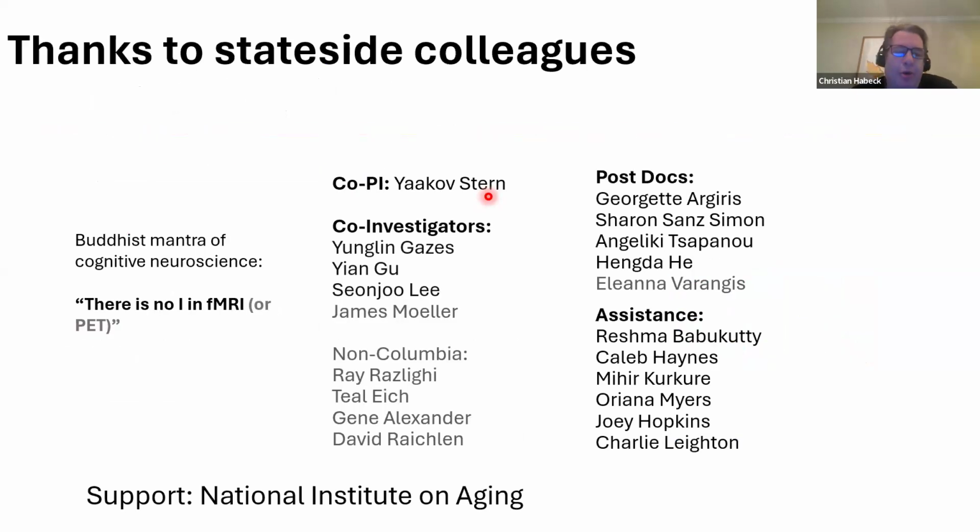I also want to mention, I always say this, I once heard this at a talk, which I like very much. There is no I in fMRI. They call it the Buddhist mantra of cognitive neuroscience. And for PET, there's literally no I in it, so it works even better. So there is no I in PET, and all these people, the ones in the more bolded font are current colleagues, and all the other ones I have interacted with and am interacting with profitably, and they're not based directly in our group, but all of these people have contributed.